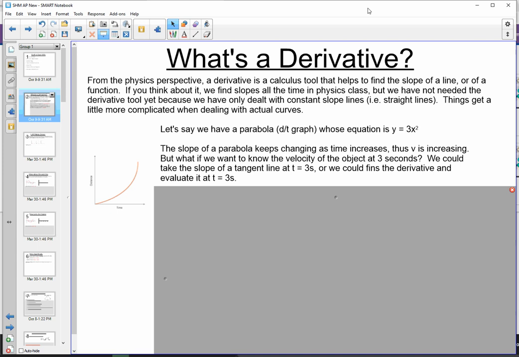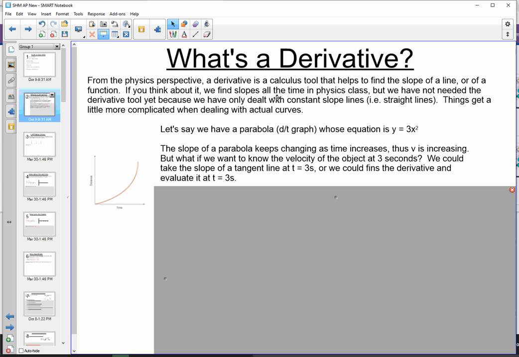Before we get started with Simple Harmonic Motion, which is our next physics unit, we need to do a little math work first. I believe you haven't learned about derivatives yet in pre-calc class, so we need to talk a little bit about what a derivative is and how it can help us from a physics perspective. So from our perspective, as the slide says, a derivative is a calc tool that will help you find the slope of a line, or better yet, of a function.